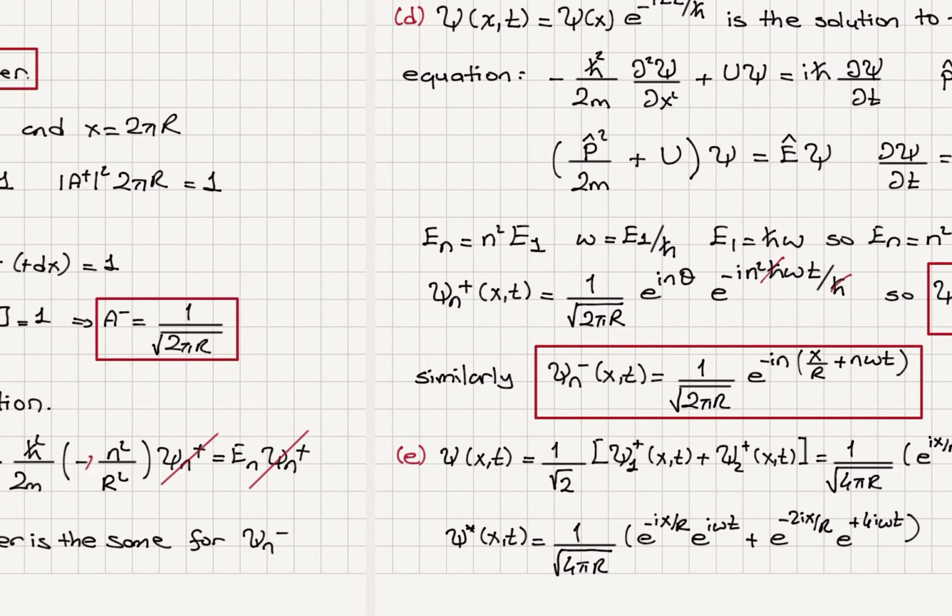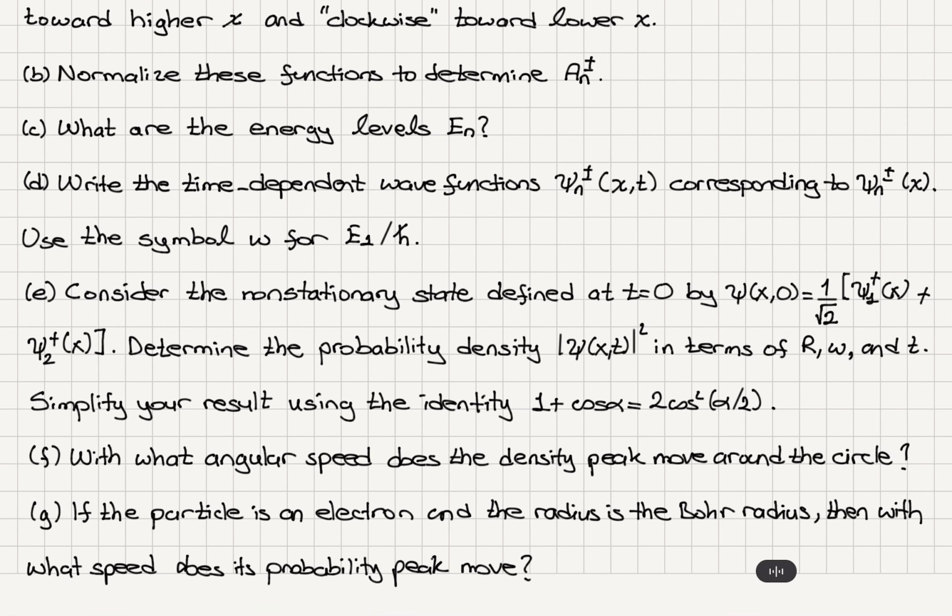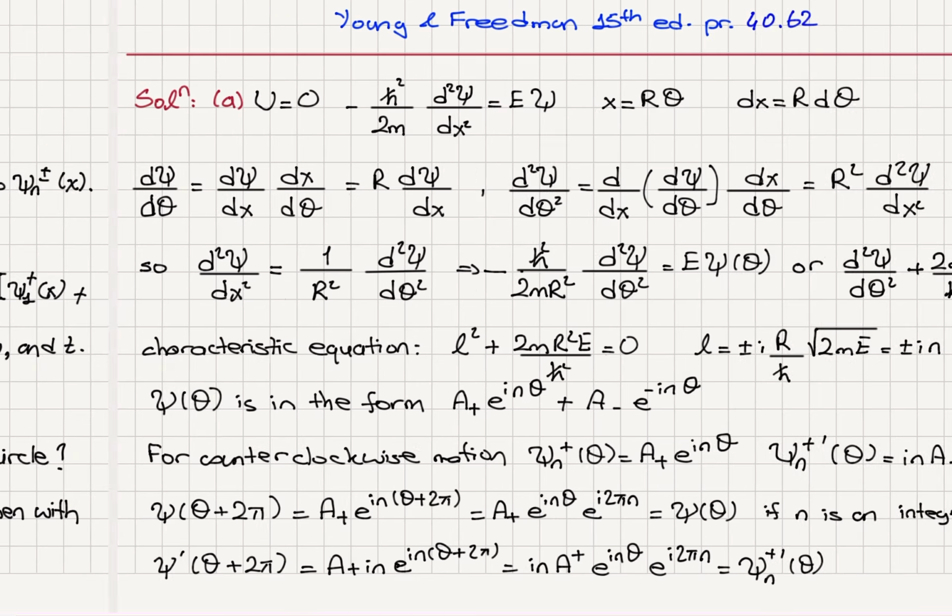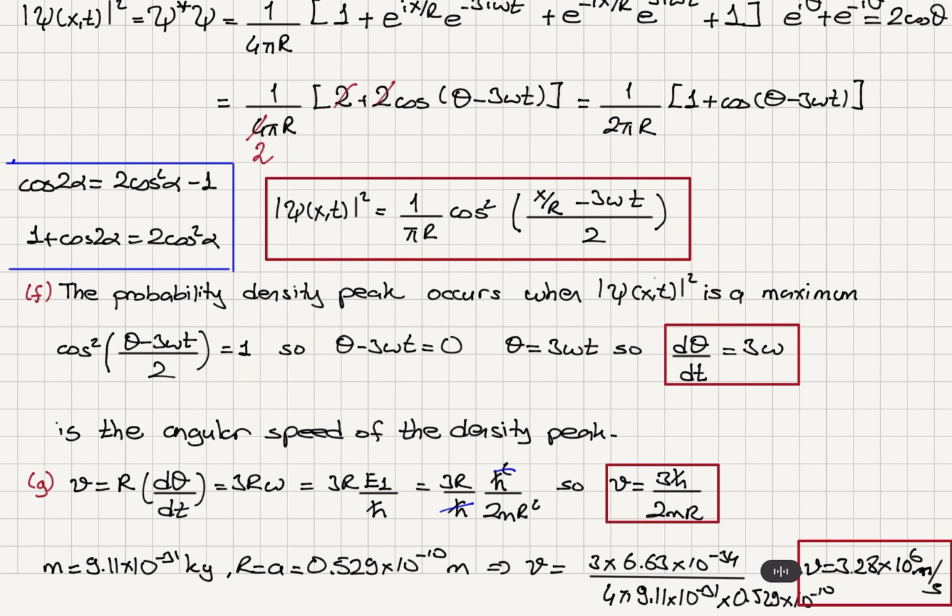And then in part G, we were asked to find the speed with which the probability peak moves, not the angular speed. The speed is r times the angular speed, d theta dt. So d theta dt was 3 omega for the density peak, so it's 3r omega. And for omega, we have E1 over h bar. So we obtain this result for the tangential speed. And we can substitute the mass of the electron, the Bohr radius, the radius of the hydrogen 1s orbital, and h bar values to obtain 3.28 times 10 to the 6 meters per second as our final answer.